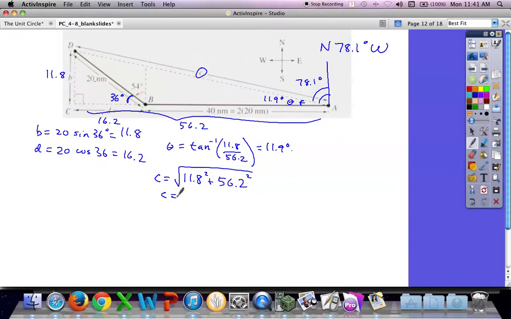C equals second square root 11.8 squared plus 56.2 squared equals 57.4. Does that look right? It went 40 miles this way, went 20 miles that way. That looks about right. C equals 57.4 nautical miles.